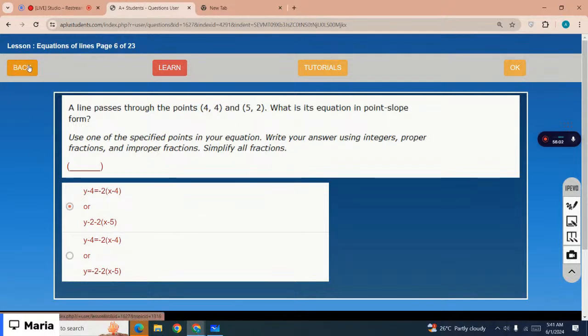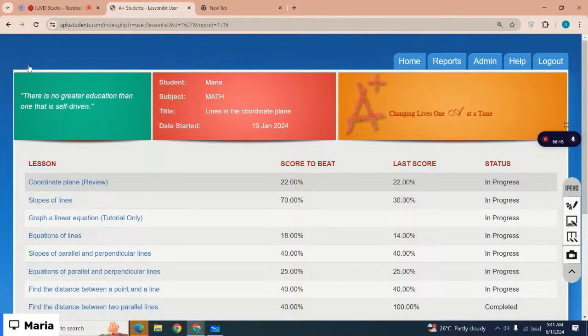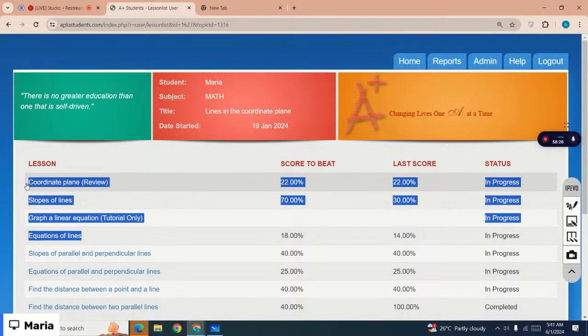Okay, you can complete the lesson by yourself later today. So we were working on grade 10 math. The chapter we were working on is lines in the coordinate plane. And the lessons we have covered today are coordinate plane review, slopes of the line, graph a linear equation, equations of lines. So please make sure before the next session you complete all the practice questions for the lessons we did today. That is your homework until next session, right?